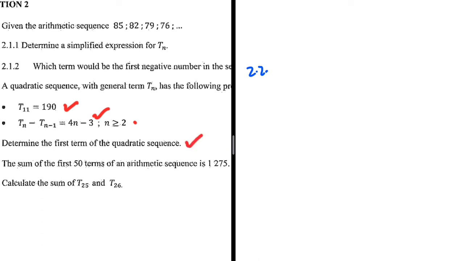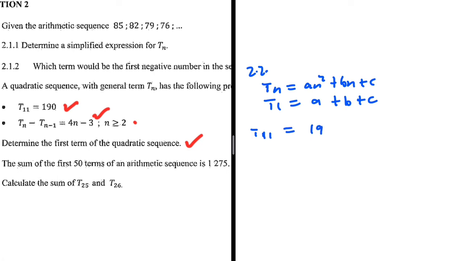Let's take a look. Tn is equal to an squared plus bn plus c. We want to find the first term. So T1 is equal to a plus b plus c. This establishes the task we have in hand. We need to find a, b, and c. So how can we go about that? Let's take a look at T11. T11 is equal to 190.